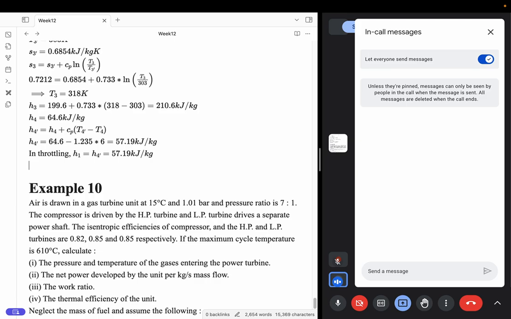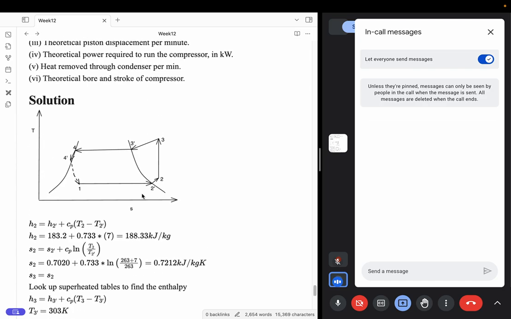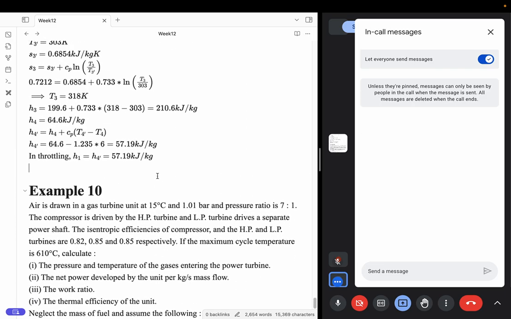This is always a significant step in any of your problems. The first thing is determining the properties at each and every state. Once that is done, most of the problem is solved. Now let us do a few more things. The first question asks you to find the refrigerating effect per kilogram of the fluid. Where does the refrigerating effect happen? It happens inside your evaporator, as the refrigerant evaporates from state 1 to state 2.